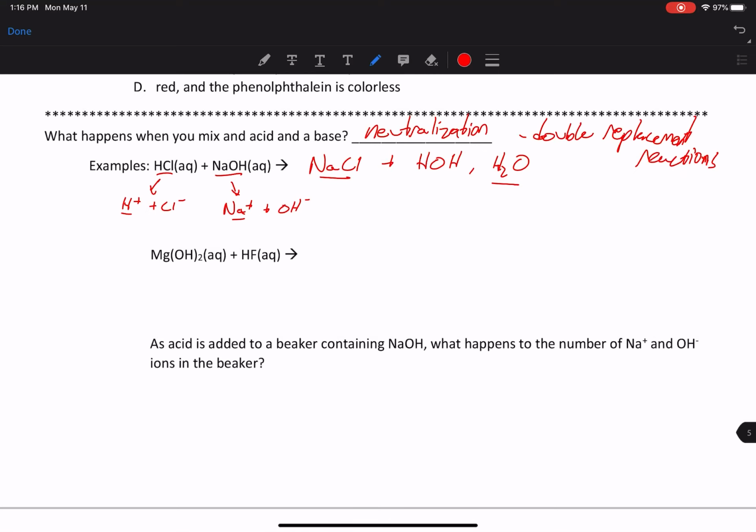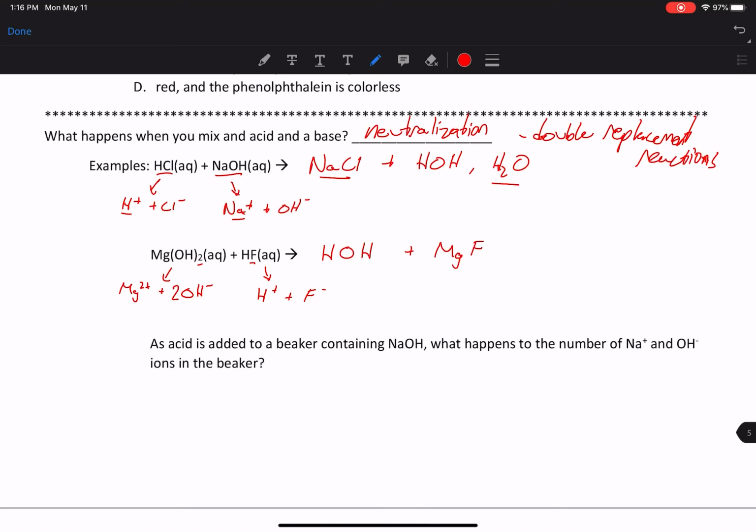All right, so let's look at this next one. So Mg(OH)2 breaks apart into Mg2+ and 2 OH- ions, or hydroxide ions. HF can break apart. Remember, not all of them will, but some of them will break apart into H+ and F-. Now, if this is being neutralized, your positive ions will switch places. So this means we have, again, HOH plus MgF.